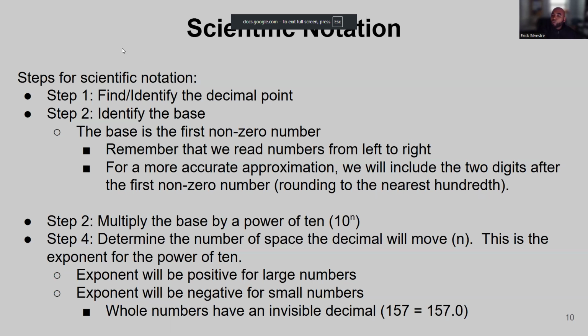All right, so again, I'm going to give you 4 steps to solving scientific notation. So first, you're going to find or identify the decimal point. You have to be able to place the decimal point. Where is it in the number? Okay, if the number is a large number and you don't see it, the decimal point is always at the end. All right, the second thing you will do is identify the base. The base is the first non-zero number that you see in the number. All right, and remember that when we read numbers, we go from left to right. When you're reading the number, you're going to find the first non-zero number, and that is part of your base. For more accuracy, we're going to approximate, we're going to include 2 digits after the first non-zero number. So we're going to round to the nearest hundredths.